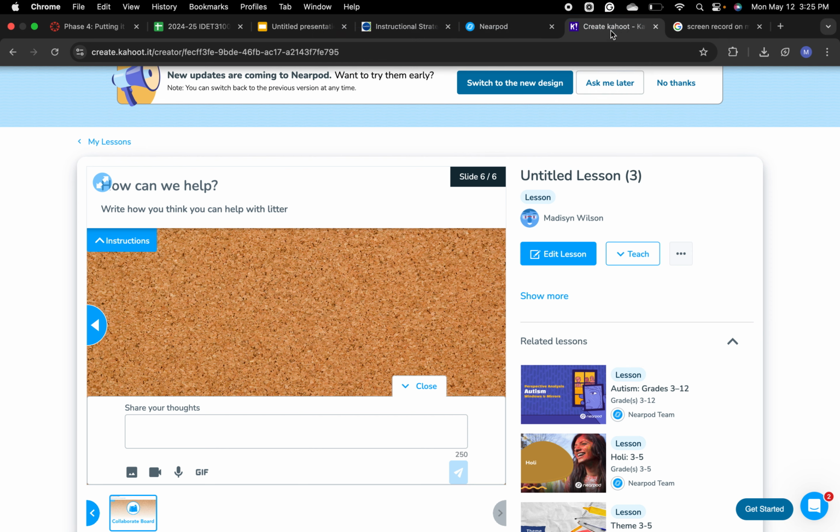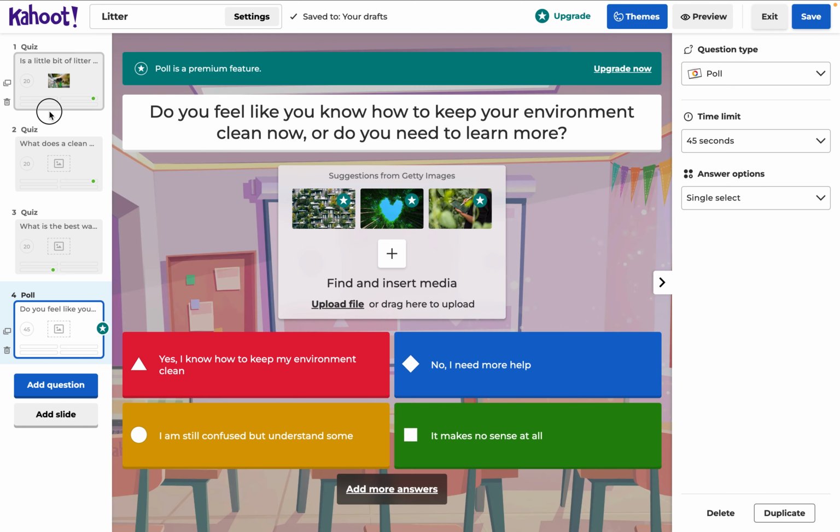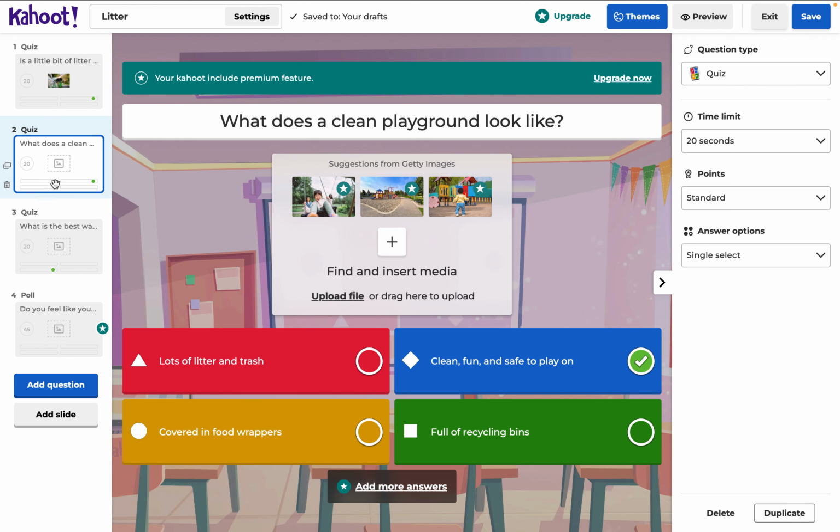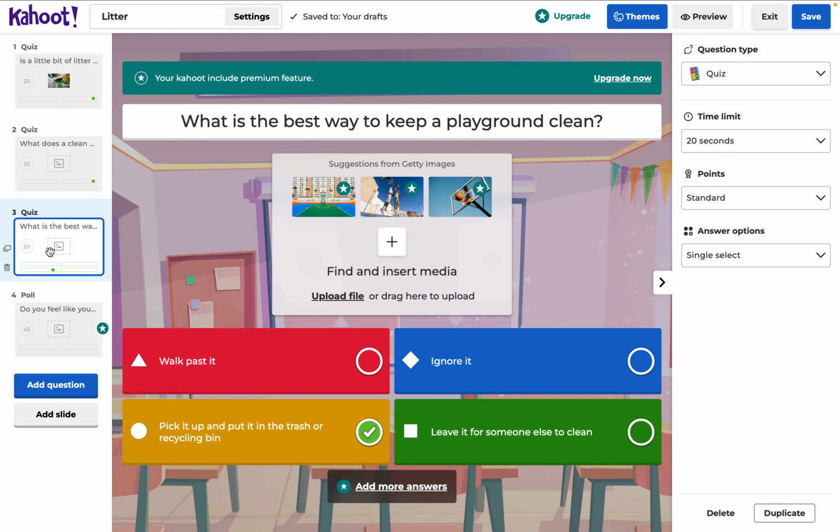Then we're going to do a Kahoot, their exit ticket. I created this, and it's just going to be an exit ticket to see where they're at, if they've understood the lesson. So it's going to ask questions like, is a little bit of litter okay? They're going to answer that. Then I have, what does a clean playground look like? They're going to answer that. What is the best way to keep a playground clean? They're going to answer that.